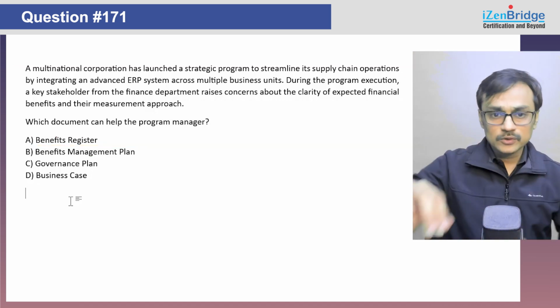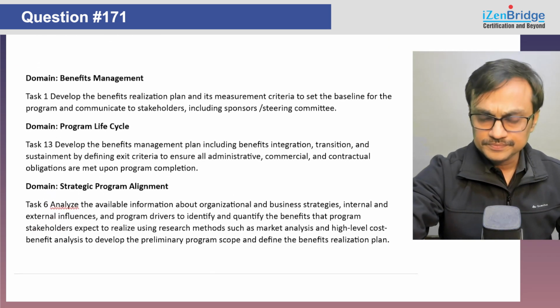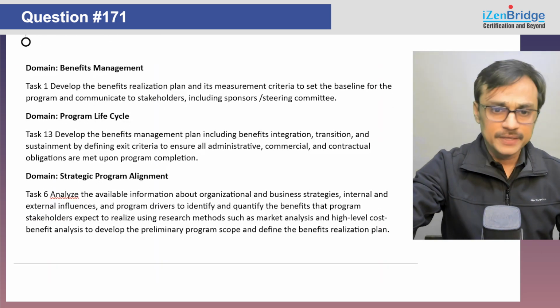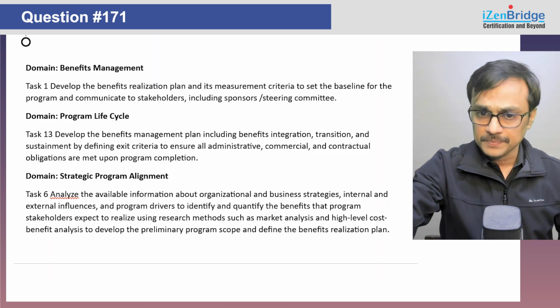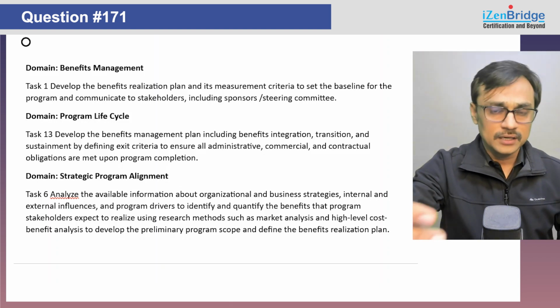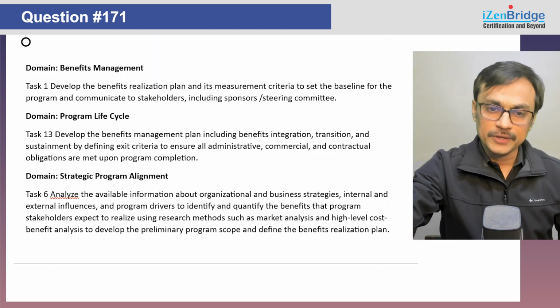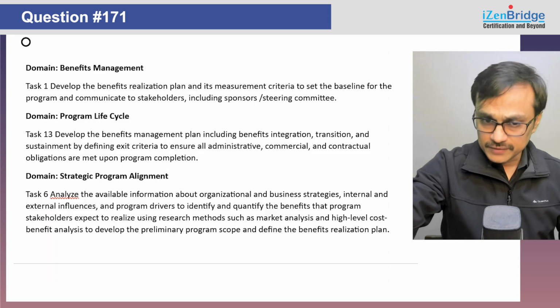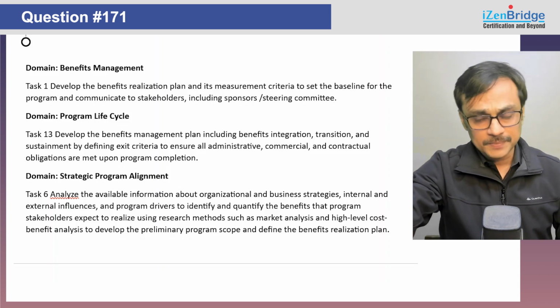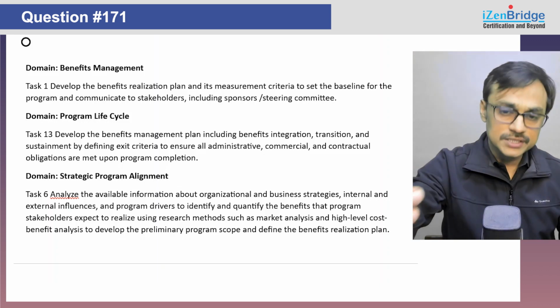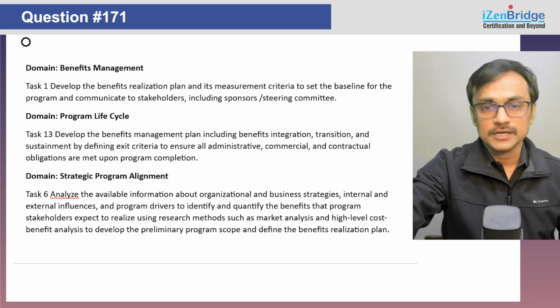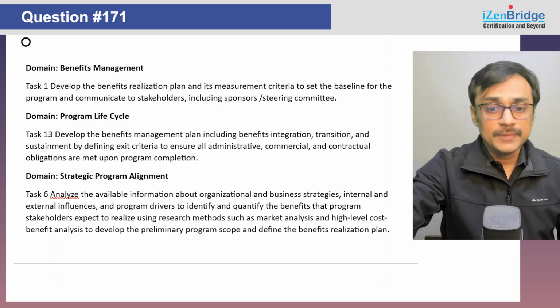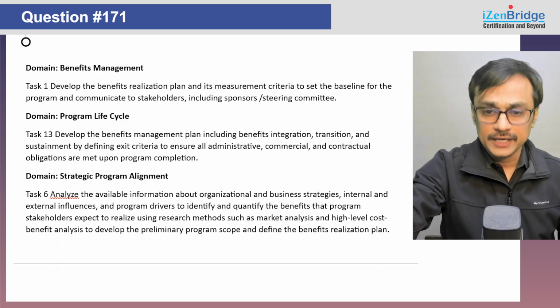Now, though it's an artifact or a document related question, you can map it to domains like benefits management, because we have a task which focuses on that you need to document the benefits realization plan, which talks about what are the measurement criteria and how are we going to monitor it over a period of time. In a program lifecycle also, you have a specific task which talks about develop the benefits management plan, which focuses on integration, transition, sustainment, and ensure all administrative, commercial, and contractual obligations are getting met upon program completion. Strategic alignment also talks about quantifying, qualifying the benefits and putting them into a benefits management plan.